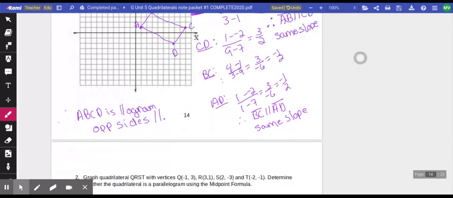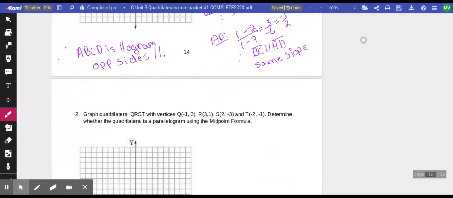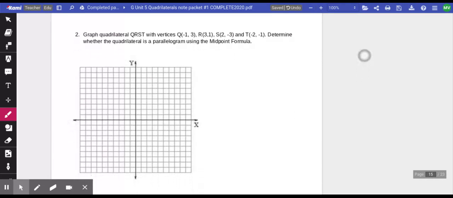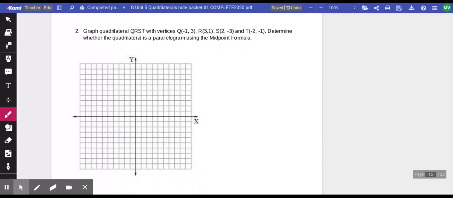So now we're going to do our next problem. So I want you to pause again, and I want you to try this one. So plot it, and then we're going to use the midpoint formula. So what do we want to find the midpoint of? We want to find the midpoints of the diagonals. So pause and find the midpoints of the diagonals.